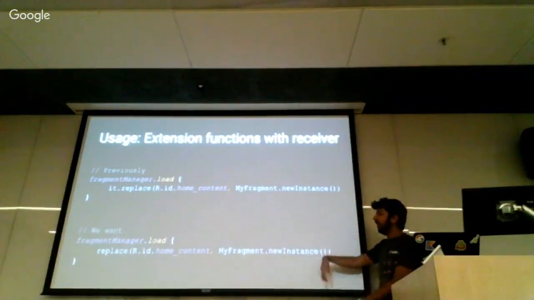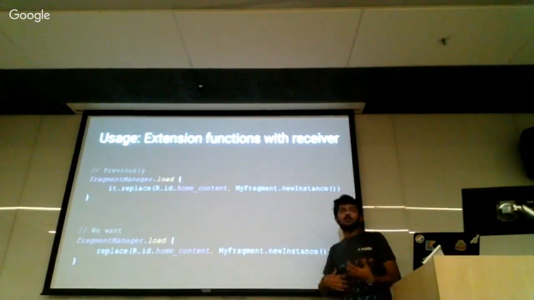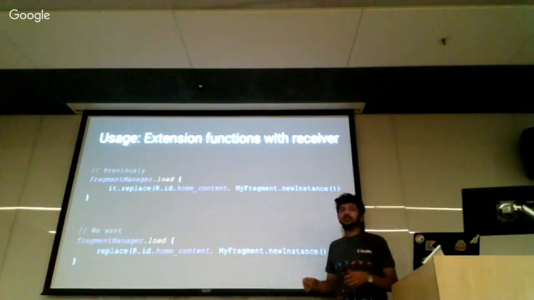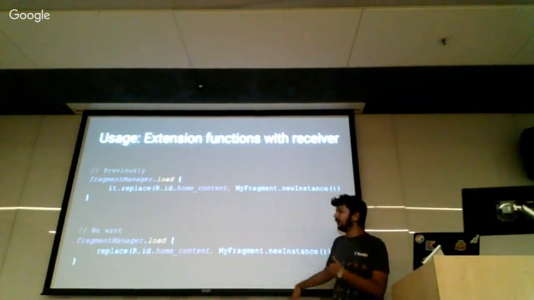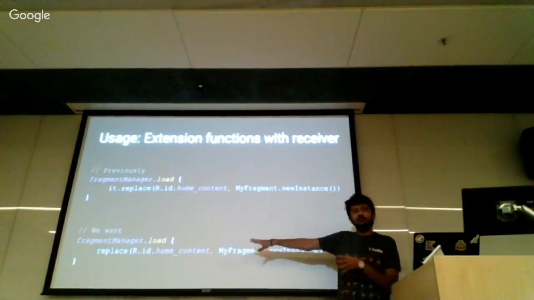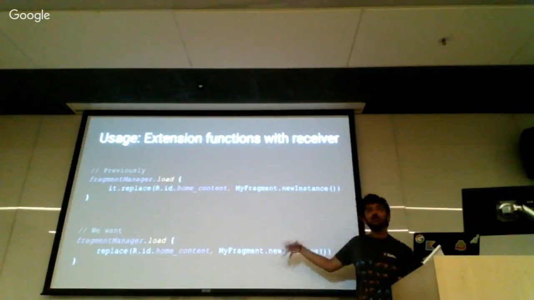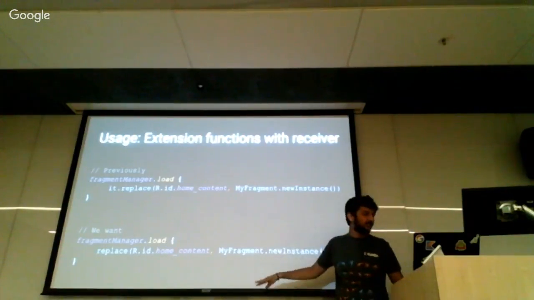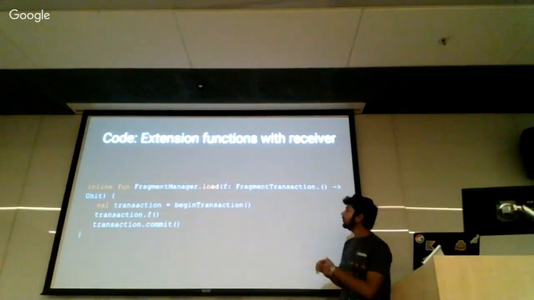We want something fancy. We want just load and replace, because let's say you want to do 10 operations, like it dot replace and it dot again replace. Instead of using it again and again, you can just trim it, and we want something simple and clean like this. So let's look at how we can do that using extension functions with receiver. This is the code for extension function with receiver.